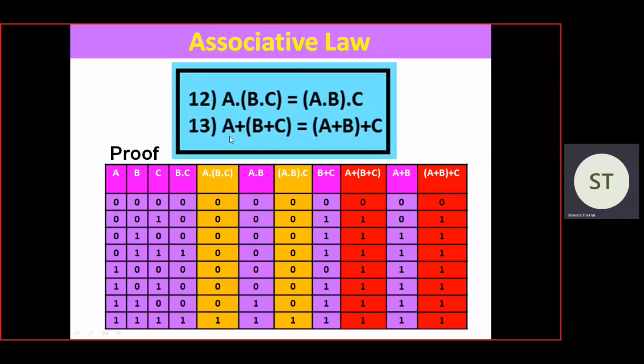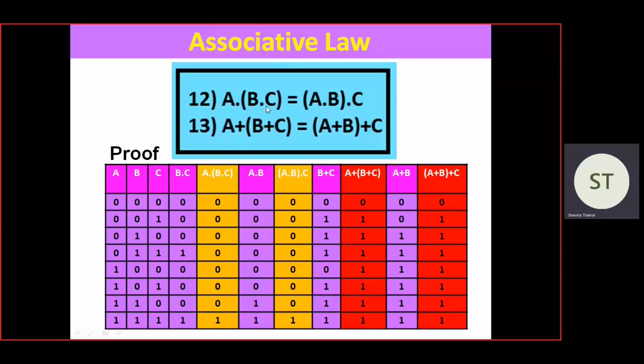Same way ORing also takes place. If we have to do ORing of three variables, first we can take ORing of B and C, then OR it with A, or we can go for ORing of A and B first, then OR it with C. So same way we can go for the proof, like A, B and C. Total we have three variables, so total we can have 8 combinations now. 0 0 0, 0 0 1, 0 1 0, 0 1 1, 1 0 0, 1 0 1, 1 1 0 and 1 1 1.